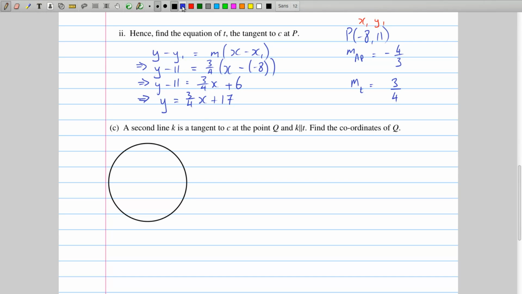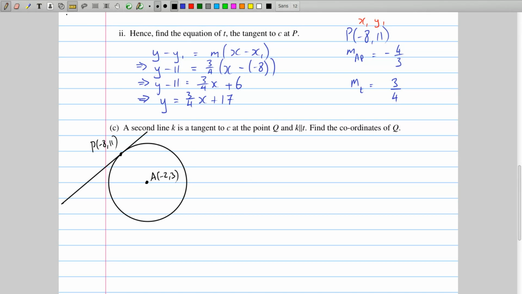There is our circle. We know the center is called A, and it's at -2, 3. We have this other point P over here somewhere. I'm not going to be hugely accurate about this, which is at -8, 11. And there's a tangent to the circle passing through that point P, which goes like that.